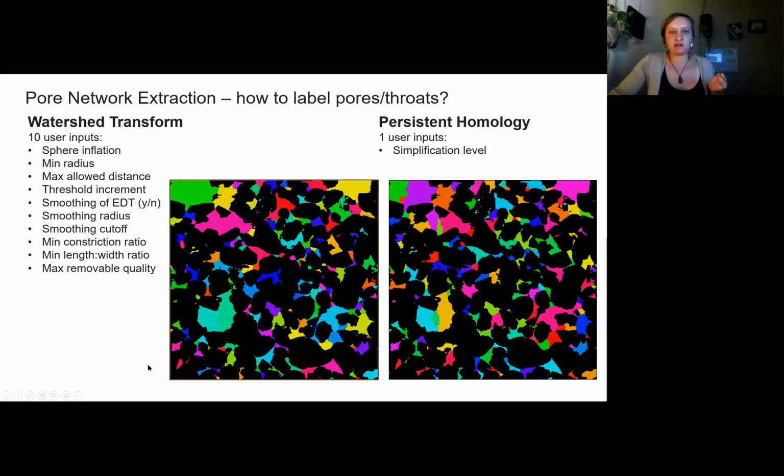I did want to point out that in the watershed algorithm, in the partitioning algorithm I used, there were 10 user-defined inputs. And in the persistent homology algorithm, there's just one user-defined input. So the degrees of freedom are much higher when you're generating this pore partitioning, at least in the implementation that I use, in the watershed algorithm that I use. There is a lot more opportunity for the user to maybe bias the results a bit.